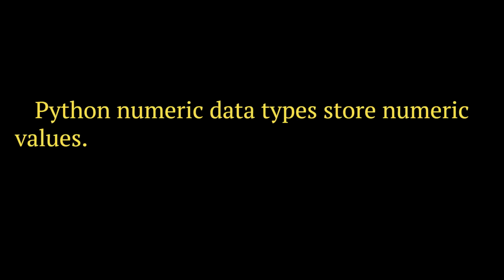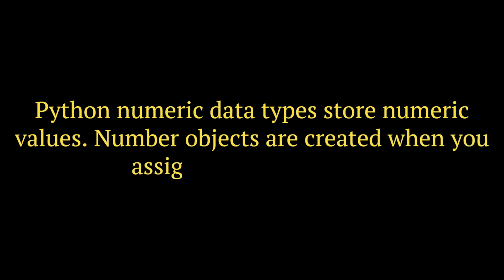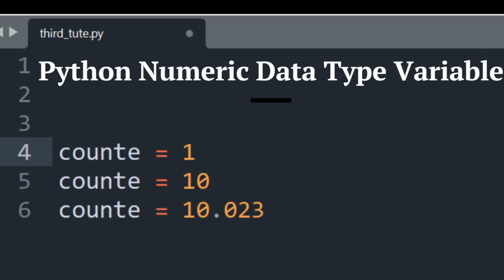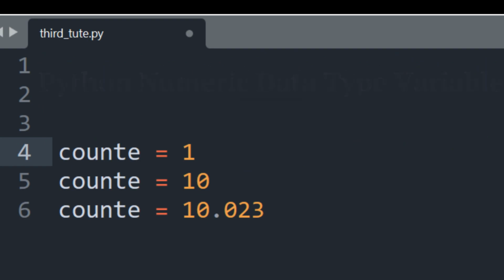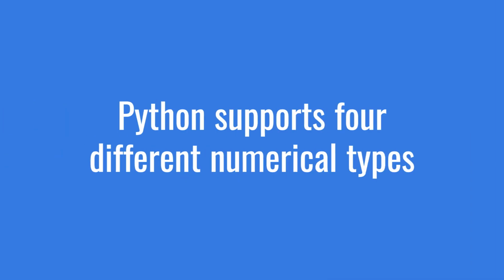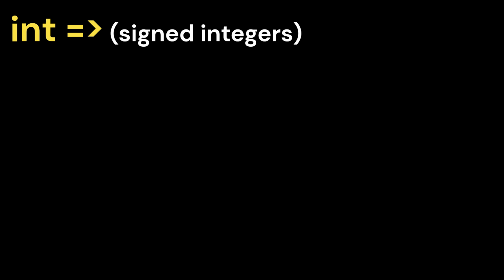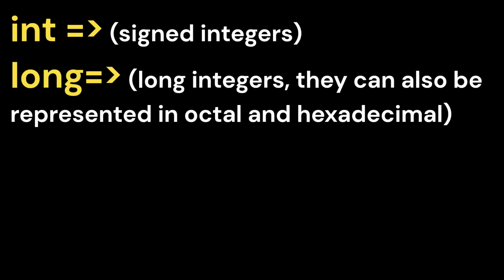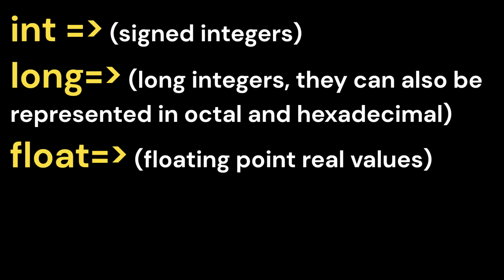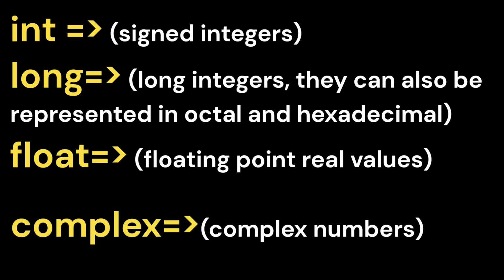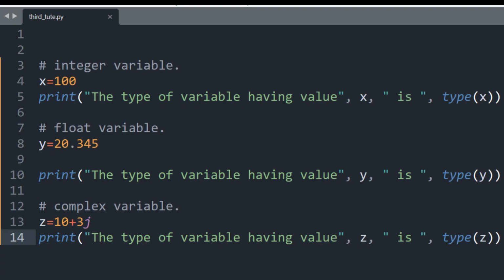Python numeric data type. Python numeric data types store numeric values. Number objects are created when you assign a value to them. Here is some example of numeric data type. Python supports 4 different numerical types. Int: signed integers. Long integers, they can also be represented in octal and hexadecimal. Float: floating point real values. Complex numbers. Following is an example to show the usage of integer, float and complex numbers.